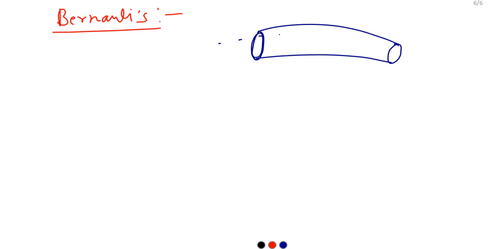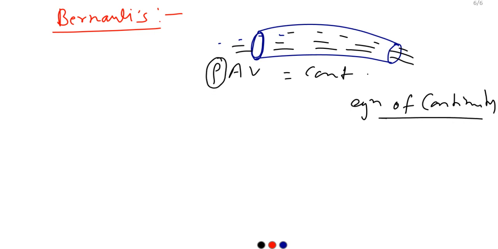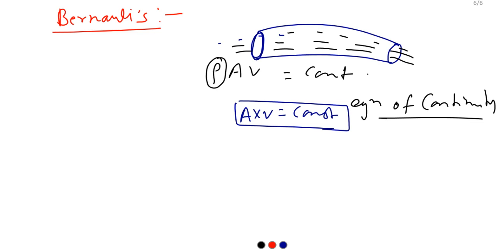What will happen if an air particle, or water or any fluid particle, is passing from here? Rho into area into velocity is equal to constant. This is the equation of continuity. So that means, because if we are considering any fluid, the density of the fluid will be constant, here we can write area into velocity is equal to constant initially.